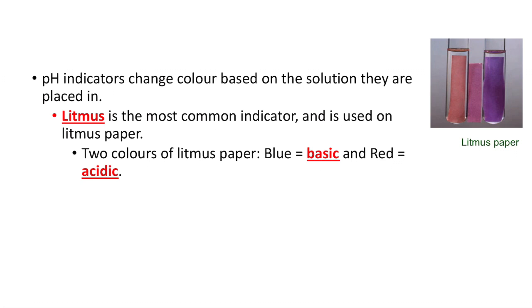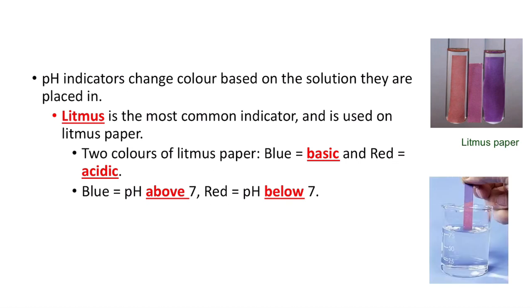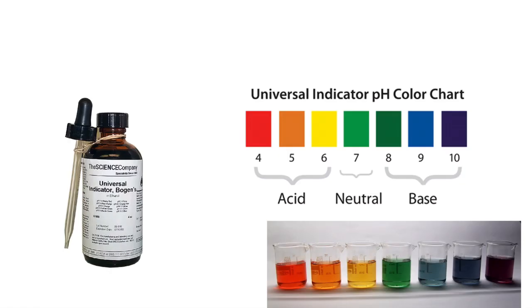So depending on what you're testing, it turns blue above a pH of 7 and turns red below a pH of 7. So here you can see it was dipped into a solution. The dry part is blue, meaning it's being used to test for an acid. So it's kind of opposite. So when it was dipped in the solution, it turned red, meaning that there is a pH below 7.